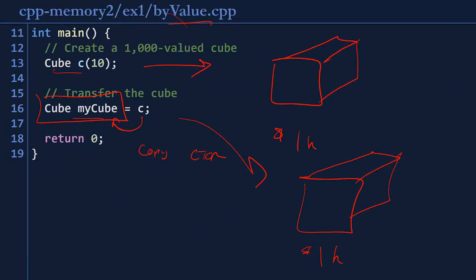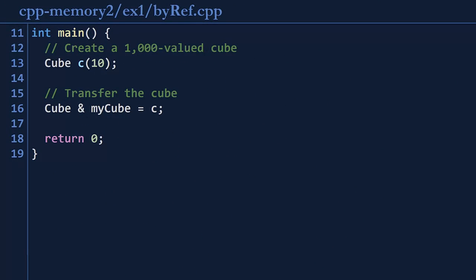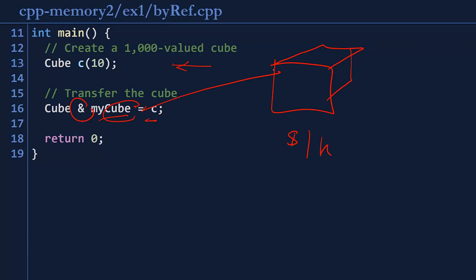The second piece of code we're going to look at is looking at this by reference. So on line 13, we create a cube using the constructor. So we have a cube of $1,000. On line 16, we transfer the money to another person by aliasing the money because we have a reference variable here. So my cube becomes an alias of C. So what happens here is my cube is going to be this cube, as well as C is also going to be this cube.